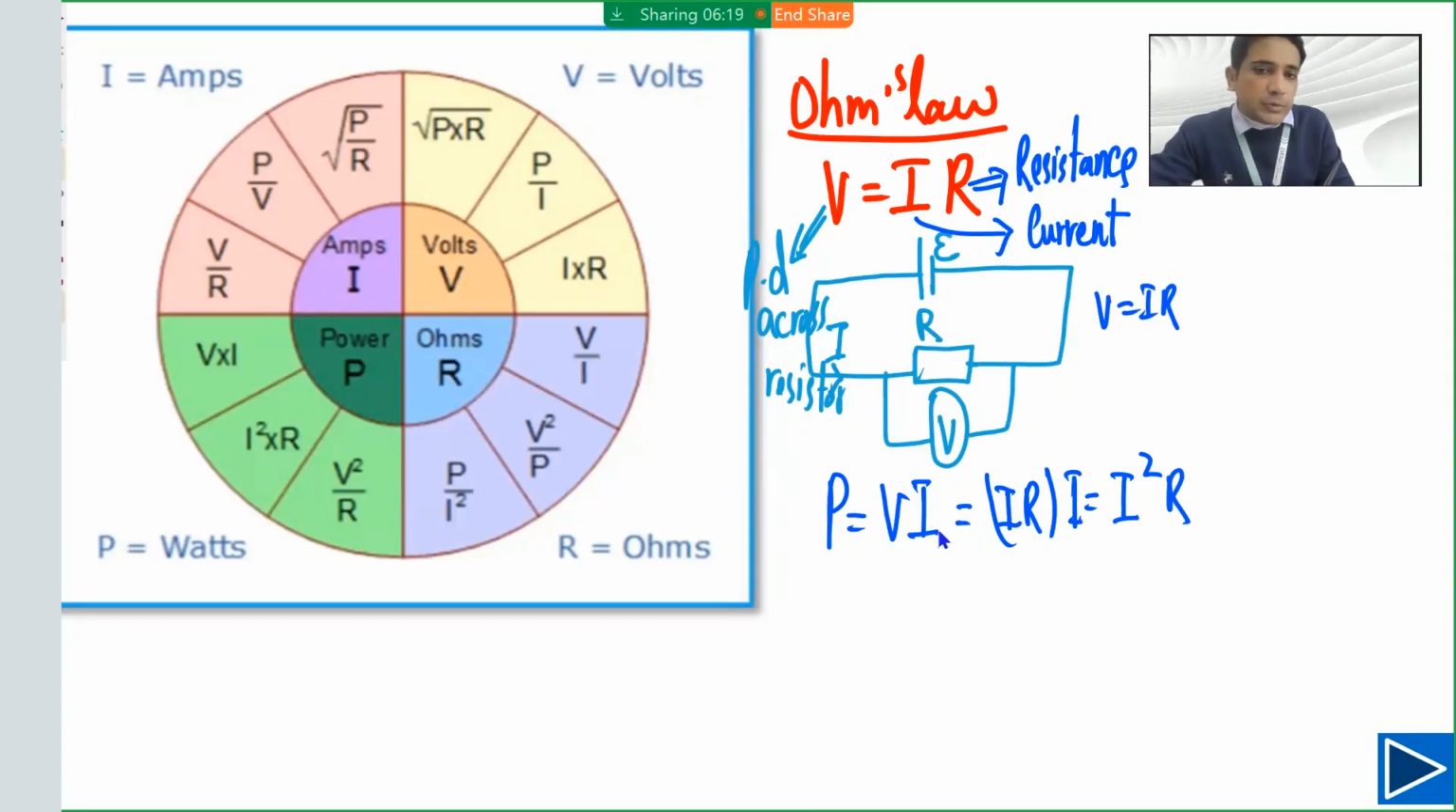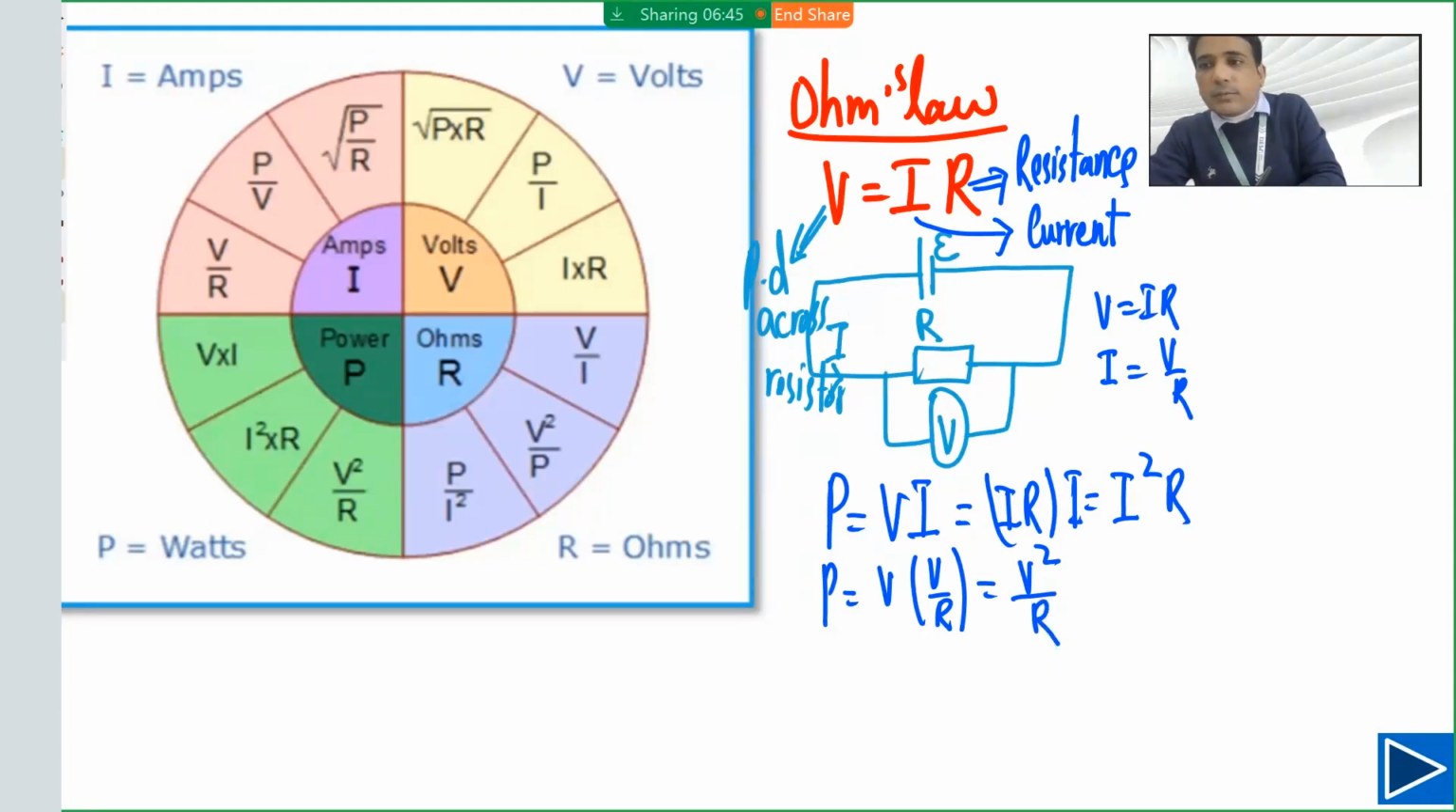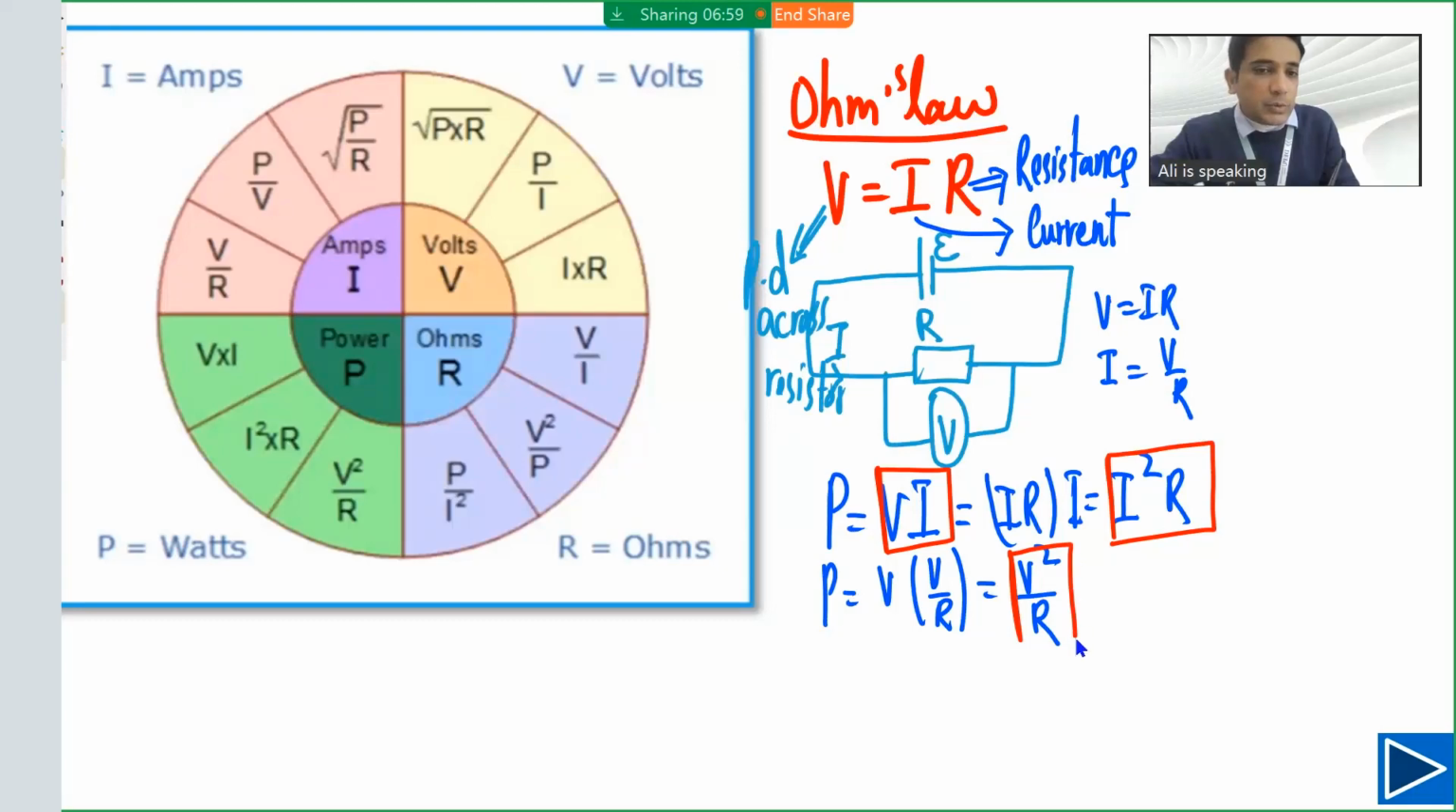We can also replace I here, and for I we can write I is equal to V by R. So we can get a different formula for power. Replacing I with V by R, we get the formula V squared divided by R. So you can see in this case we have three different formulae for power. You can calculate power using this formula, or this one, or this one. It depends on what is given to you in the question.